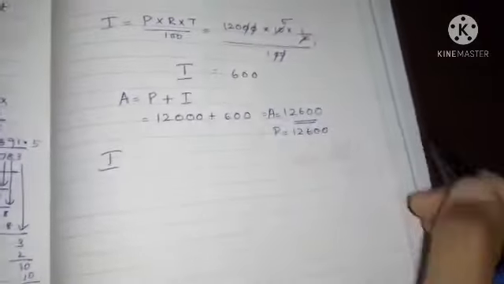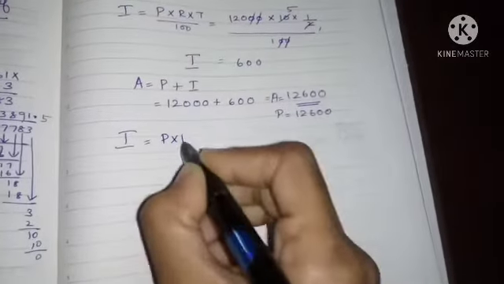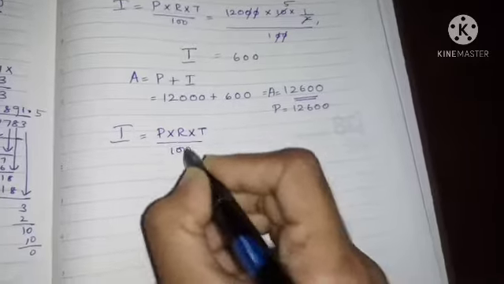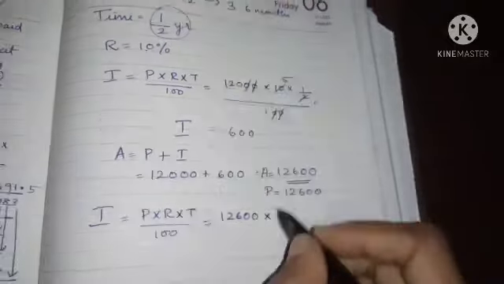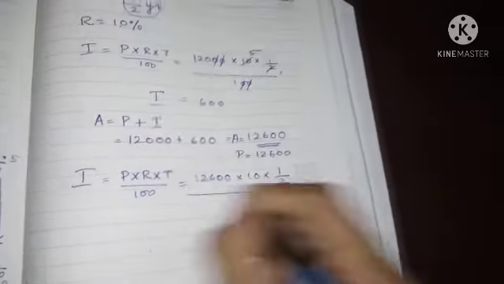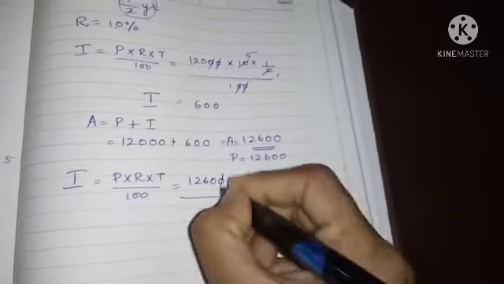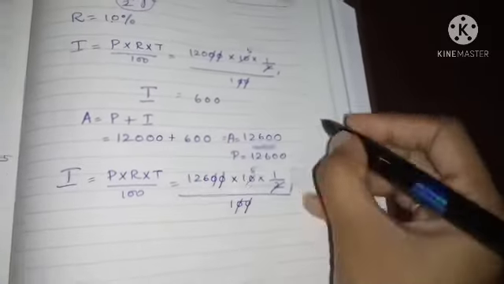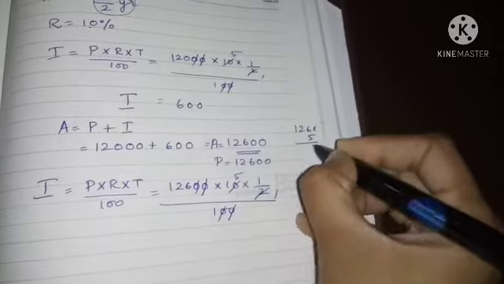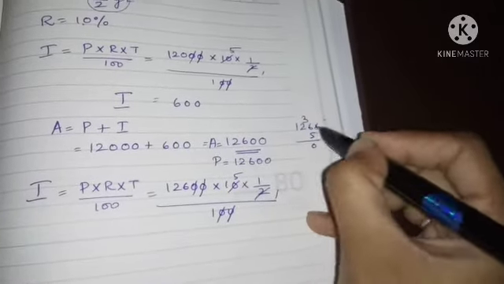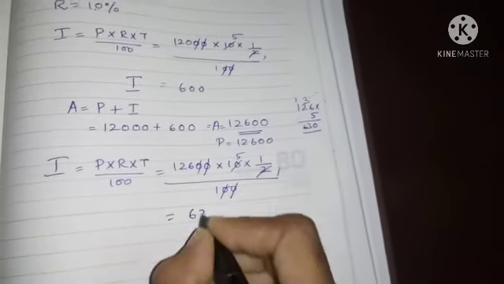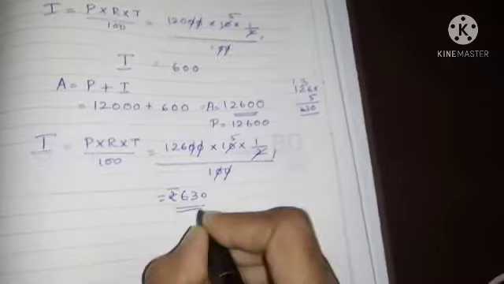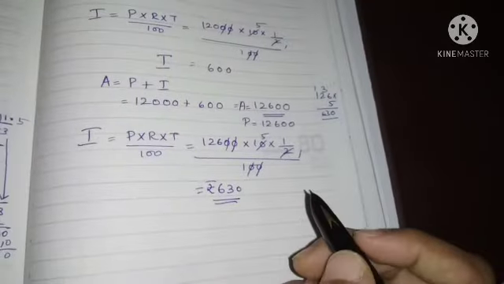Why? Because this is compound interest. Principal into rate into time divided by 100. Principal is 12,600. Rate is the same, 10, into half, the next 6 months, half year only, divided by 100. Zeros cancel. 2 ones are 2, 2 5s are 10. So 126 into 5: 5 6s are 30, 5 2s are 10, 11, 12, 13. 630. So 630 rupees you will pay as the second 6 month interest.